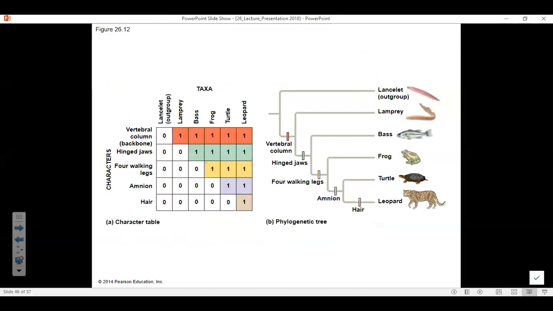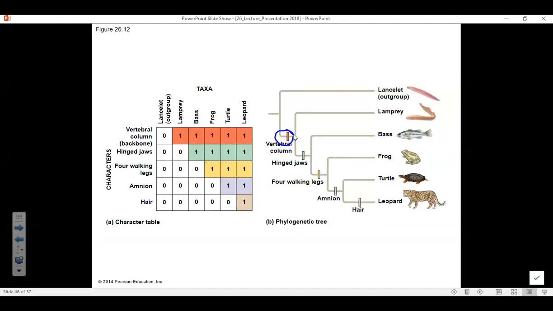All right, now this is looking at the similarities in groups again, and actually in the worksheet that I'm giving you for today, I'm gonna make you draw a phylogenetic tree. It's gonna be super fun. But if you look here, this is showing where the vertebral column, the lamprey has it, the bass has it, the frog has it, the turtle has it, the leopard has it. So that tells you if a whole lot of them have it, that must be a trait that started way back here in the beginning. We have the vertebral column forming right there.